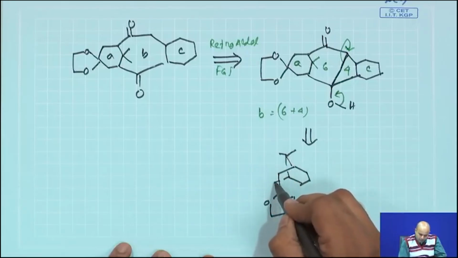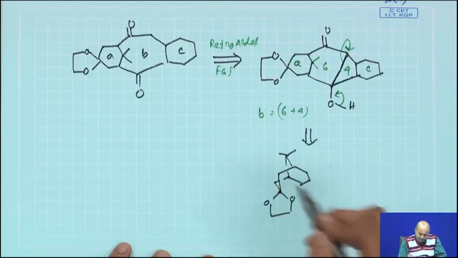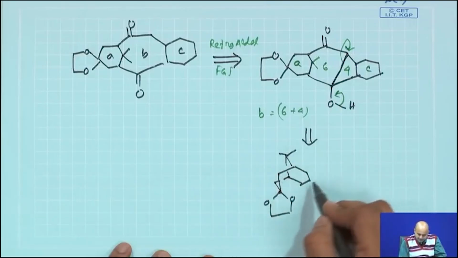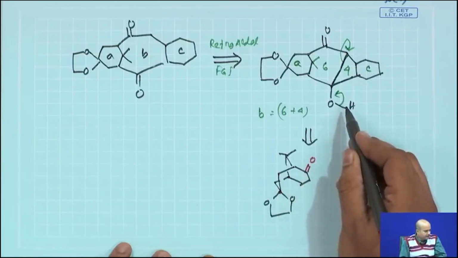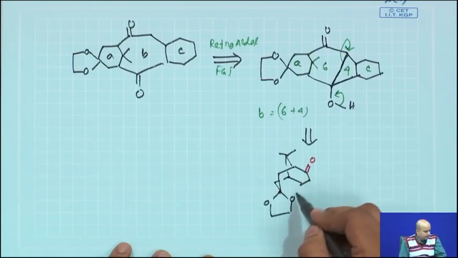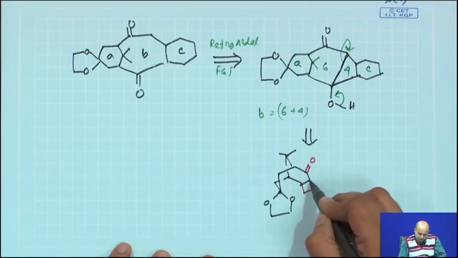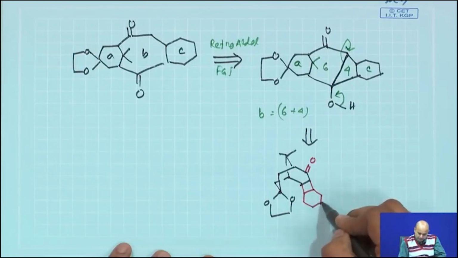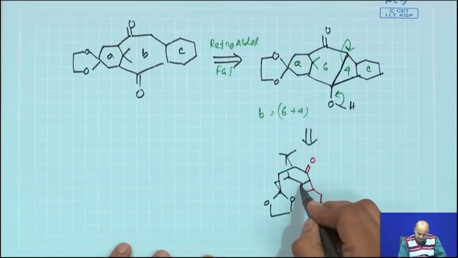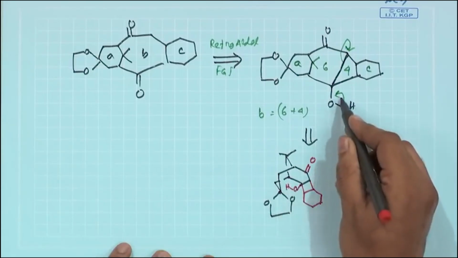So, 1, 2, 3, 4, 5, 6 makes the 6 member ring, and then you have to make the 6 member ring as well as this 4 member ring. So, now what I am trying to do is put a 4 member ring here, and here I am fusing the 6 member ring. So, this structure is nothing but the structure which you have earlier drawn, this one.